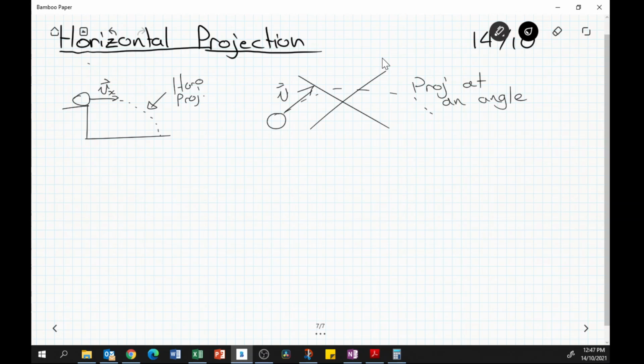So we're not going to look at projection at an angle yet. That's a whole different kettle of fish. We'll do that next time. We're just going to look at horizontal projection, okay? There's also several different cases that can happen.